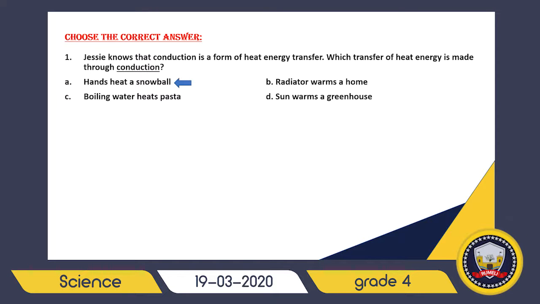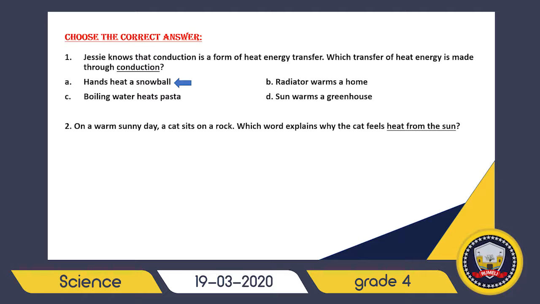Yeah, the first one. Hands heat a snowball. Why? Because there are two bodies touching each other. While radiator warms a home, radiator means electric heater. We have said before it should be by convection and radiation. Boiling water, liquids, means convection. And sun warms a greenhouse means the heat of the sun is transferred by radiation. So conduction is the only one, sentence number 1.